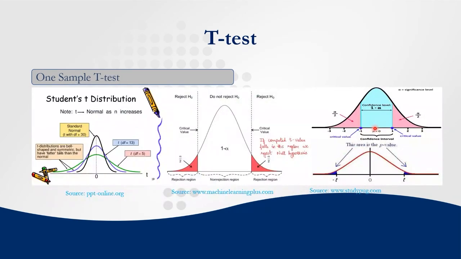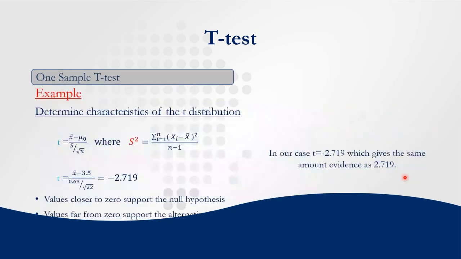That's what we showed here. Values that are here, which are closer to 0, support the null hypothesis, and values that are far from 0 do not. So here is the t that I've computed. This will be your t. I've computed it to be this much.